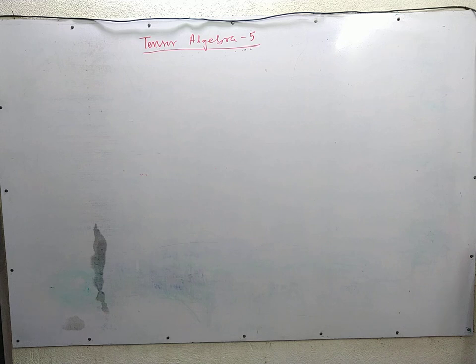This is the fifth lecture on tensor algebra. In the last lecture, we introduced the rank 2 tensor, and we defined contravariant tensor of rank 2, covariant tensor of rank 2, and finally mixed tensor of rank 2. And we have also discussed that if we have a rank 2 tensor which is symmetric about either two covariant indices or two contravariant indices, then this symmetry property is retained under coordinate transformation.